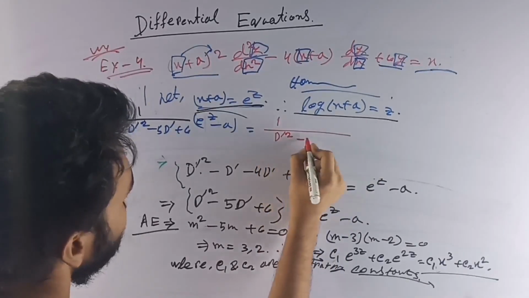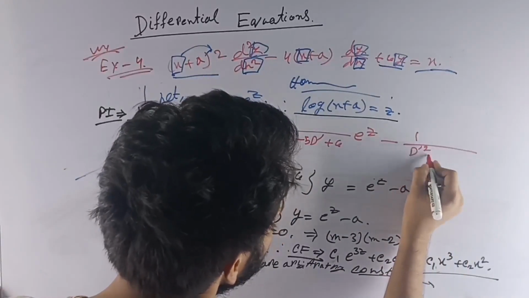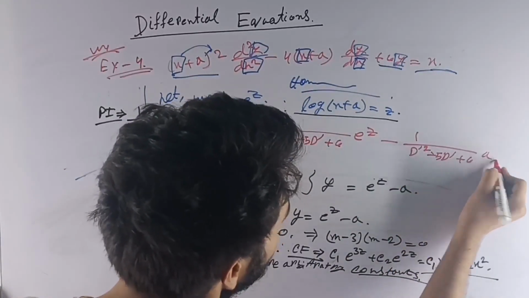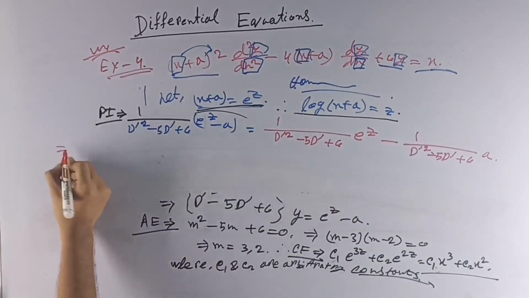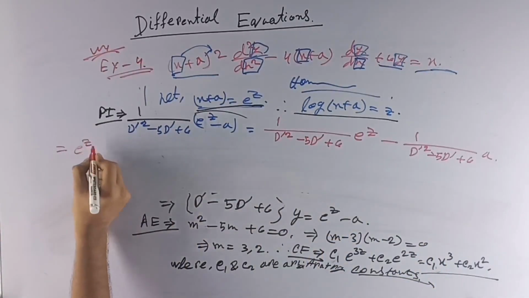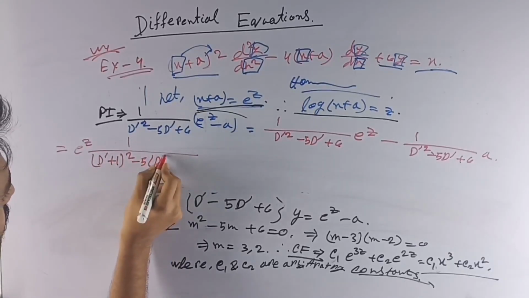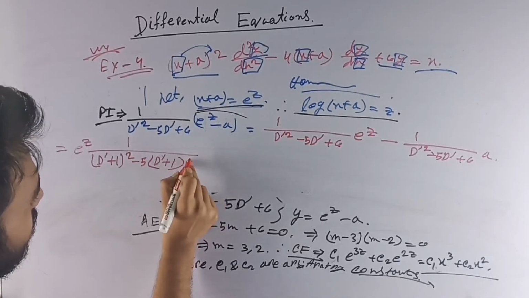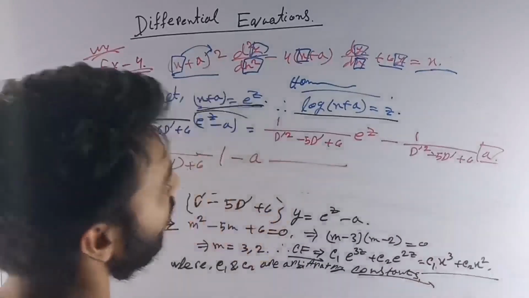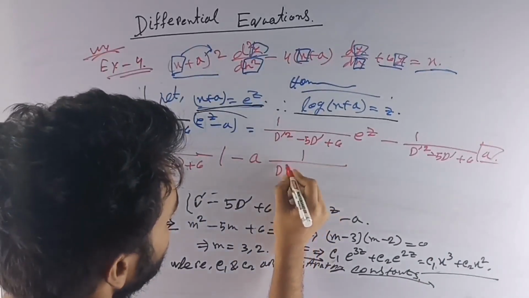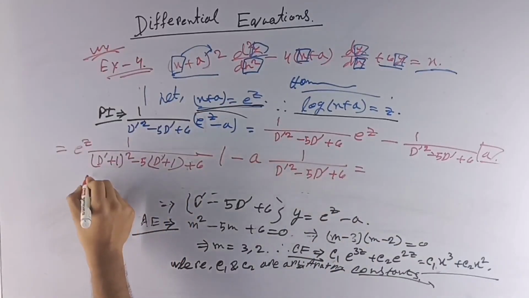So 1 by d naught square minus 5 d naught plus 6 times of e to the power z minus 1 by d naught square minus 5 d naught plus 6 of a. Okay guys, so now that becomes e to the power z times of 1 by d naught plus 1 whole square minus 5 d naught plus 1 plus 6 of 1, and minus a, it's coming the left side. So now minus a times of 1 by d naught square minus 5 d naught plus 6.